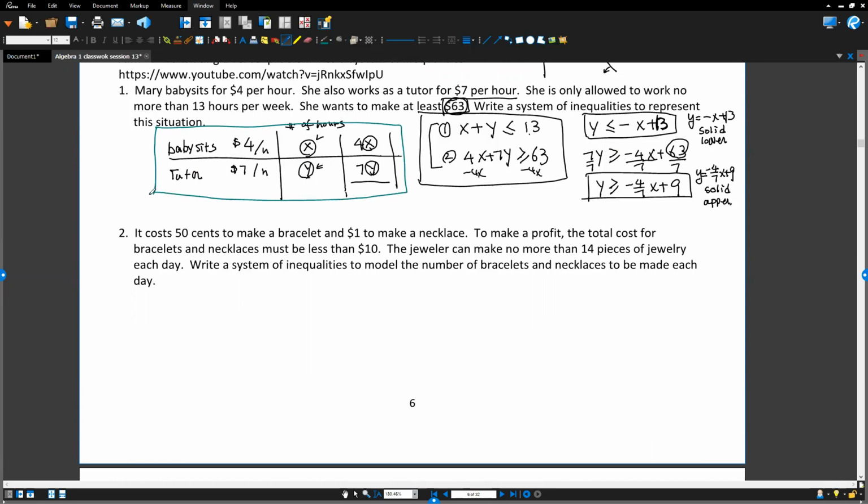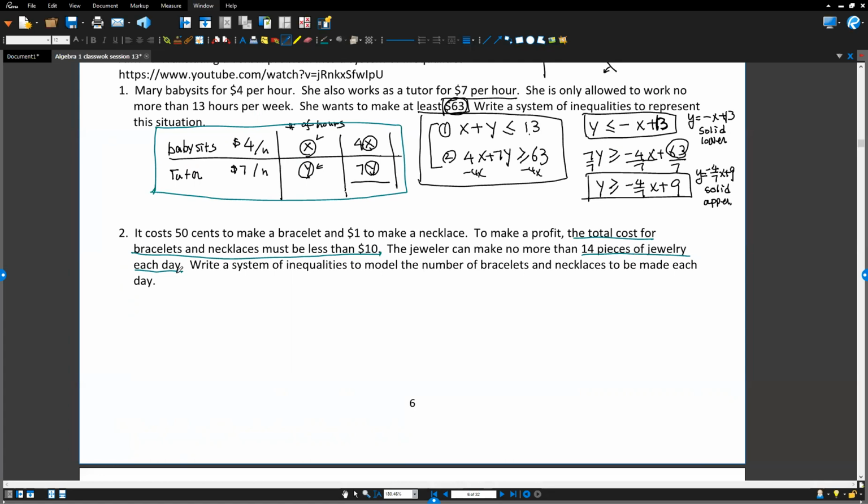Okay, it costs 50 cents to make a bracelet and $1 to make a necklace. To make a profit, the total cost per bracelet and necklace must be less than $10. Total cost price must be less than $10. The jeweler can make no more than 15 pieces of jewelry each day. You're talking about one day, right? Cannot make more than 14 pieces.